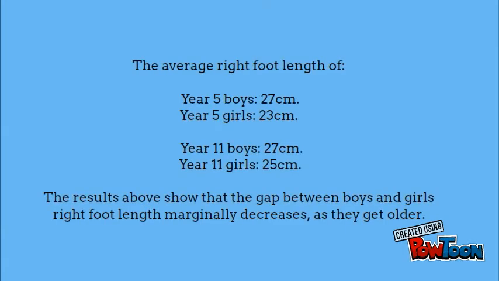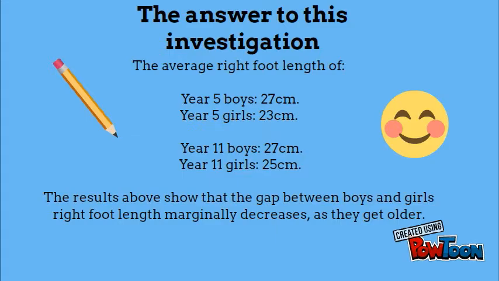The change column represents the difference in the average length between the Year 5 and Year 11 boys and girls. To answer this investigation, the boys' average right foot length didn't change from Year 5 to Year 11, and the girls only marginally increased by 2 centimetres on average.